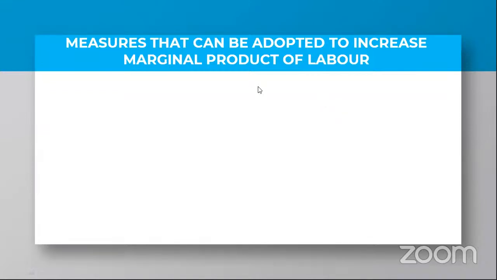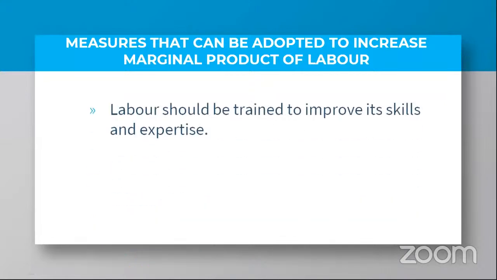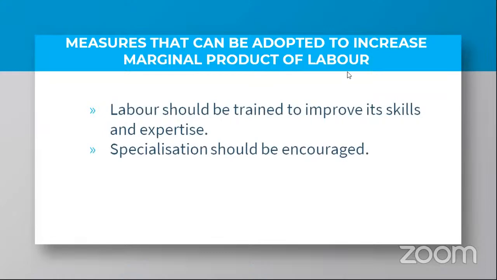Let us try to look at the measures that we need to increase the marginal product of labor. So one, labor should be trained to improve its skills and expertise. If we are to increase, we must train labor and improve its skills. Once labor is trained and the skills are improved, then the additional output as a result of employing that additional worker will also increase. Okay, specialization should also be encouraged.